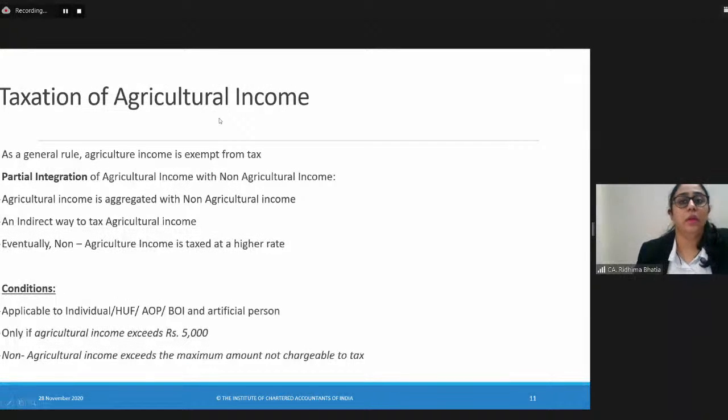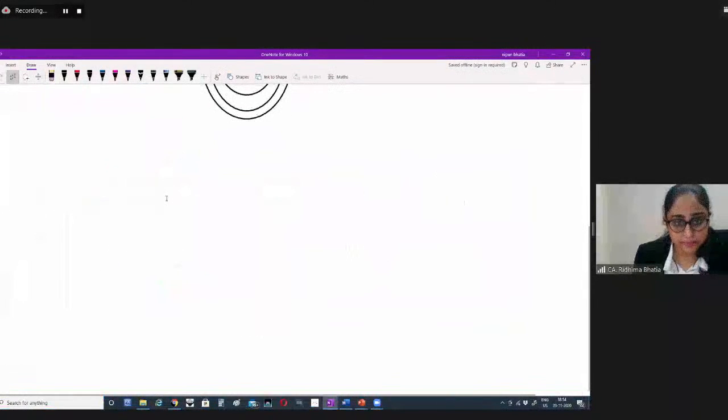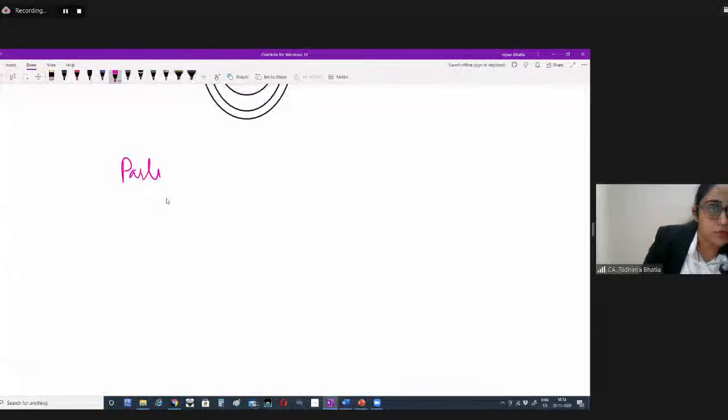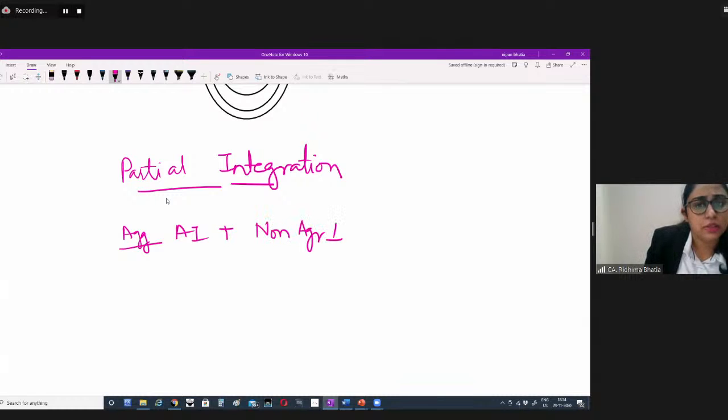I hope now there should not be any problem. Okay, coming back to the topic again, I was talking about taxation of agricultural income. When I say taxation of agricultural income is exempt, what do you mean by taxing it? So by understanding this, there is a concept called partial integration. We will aggregate the agricultural income along with my non-agricultural income, be it business income, be it salary, anything. Then I will calculate the tax on this total income.